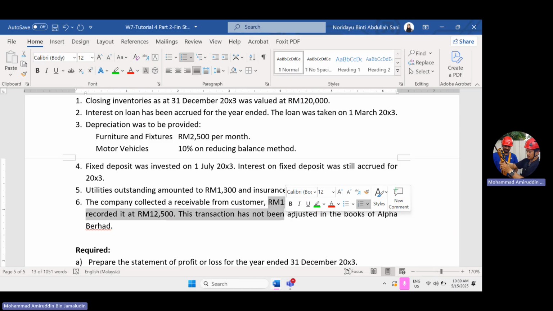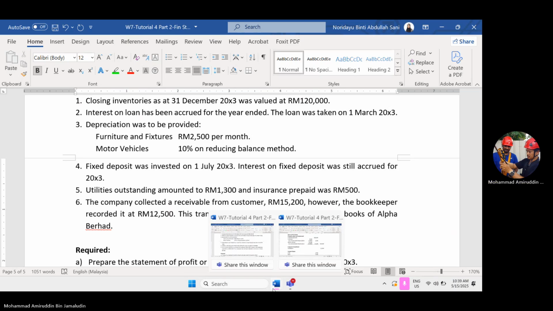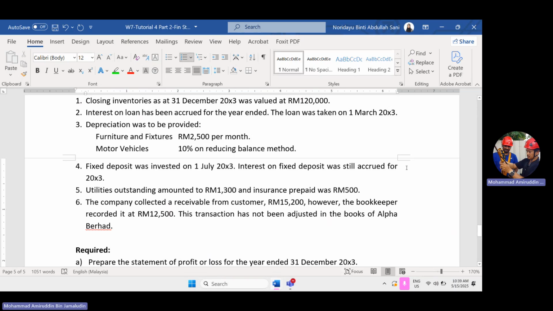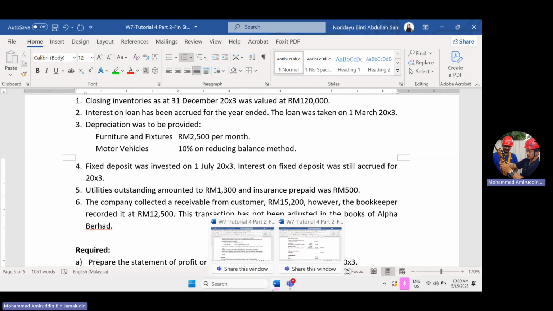You just change the amount, the difference. We did somehow in the week 2, if I'm not mistaken. Okay. So we have to add, right? You collect 15,200. You record 12,400. There's a mistake, 2,700.